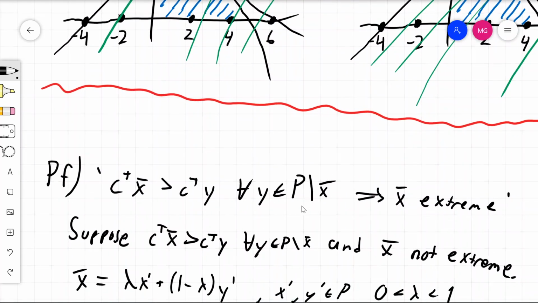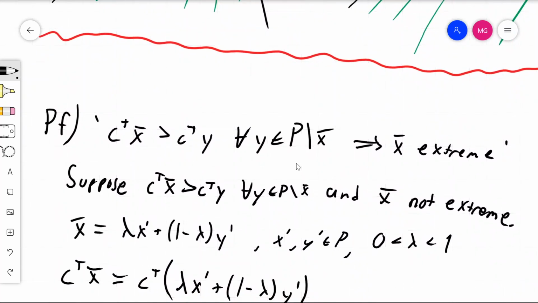So let's prove that. So first, let's prove that if we have some vector c, so it's some objective function now, such that x bar is the unique optimal solution. So c transpose x bar is strictly better than c transpose y for all the y's that are in the polyhedron except for x bar itself. So let's suppose that's true, and then let's show that x bar is extreme.